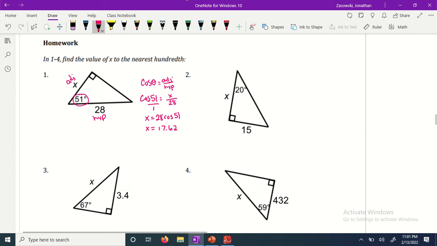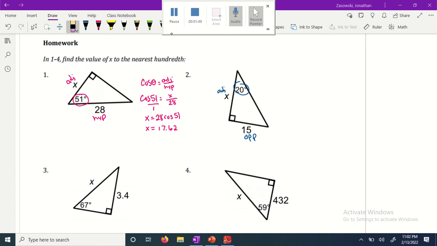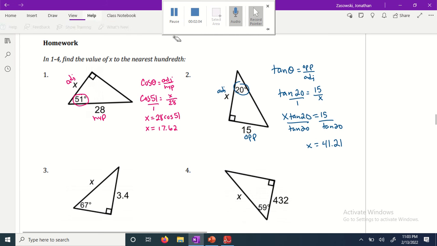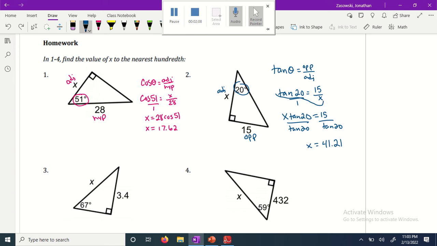Okay, try number 2 on your own here. Okay, so hopefully we labeled our angle. We have the opposite and adjacent, so we're going to go with tangent here. So tangent of 20 equals 15 over x, cross multiply, and then divide out by the tangent of 20, because we're going to be multiplying 20 times the tangent of 20, I should say, times x, and then 15 times 1. So just be careful in there and get 41.21.